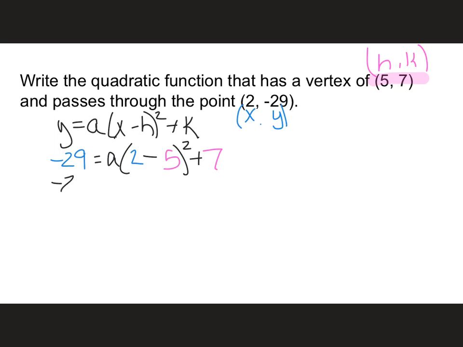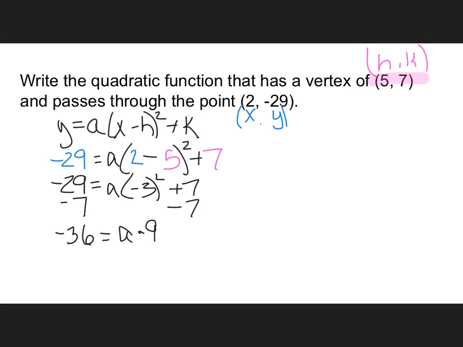So if we solve this for a, we would have negative 29 equals a times negative 3 squared plus 7. So I'm going to go ahead and square negative 3, which is 9. And then I'm also going to eliminate the 7, so I'm going to subtract the 7. Negative 29 minus 7 is negative 36. And now we have a times 9. To get rid of the times 9, to make it a 1, I would divide by 9 on both sides. And so negative 4 equals a.